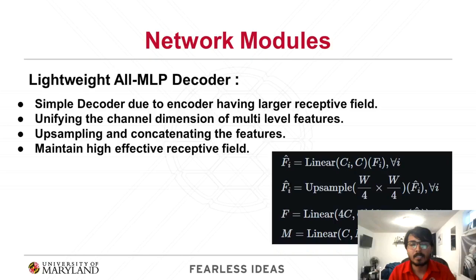The next part is the all-multi-layer-perceptron decoder. The decoder helps to maintain a larger receptive field, which is very important because it helps to extract a lot of features if the receptive field is large enough. There are four main steps in the decoder. In the first layer, it unifies the channel dimension of all the features from the encoder. In the second, it does the upsampling and concatenates all these features, and in the last layer it fuses all these features.